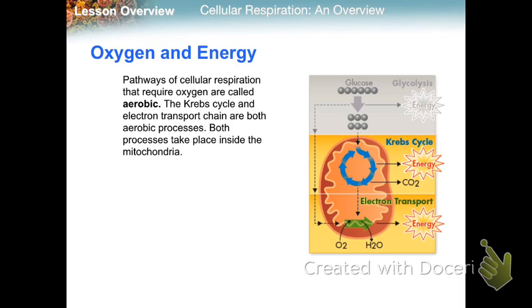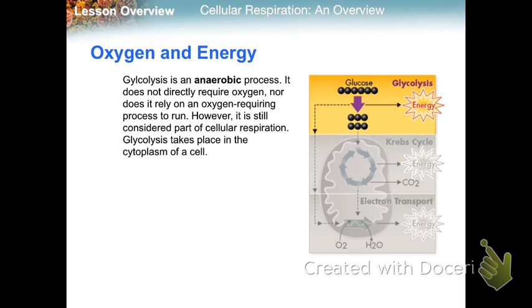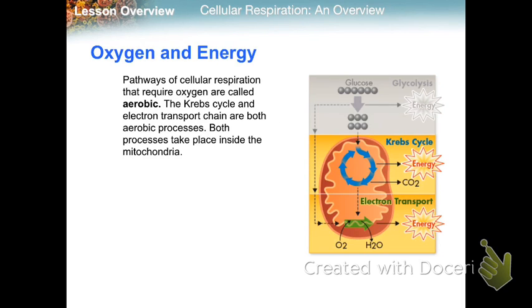The pathways of cellular respiration that require oxygen are called aerobic. Krebs cycle and electron transport are both aerobic processes, and they take place in the mitochondria. Glycolysis, on the other hand, as we just mentioned, doesn't require oxygen, and it takes place out in the cytoplasm.